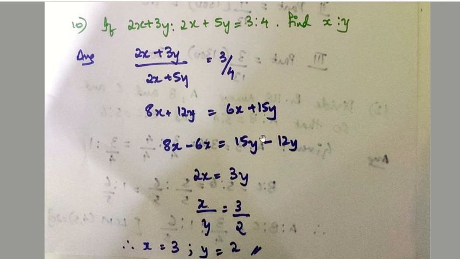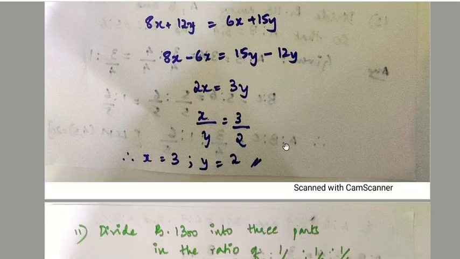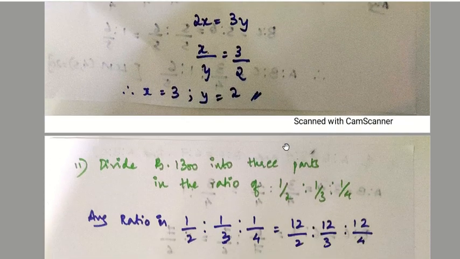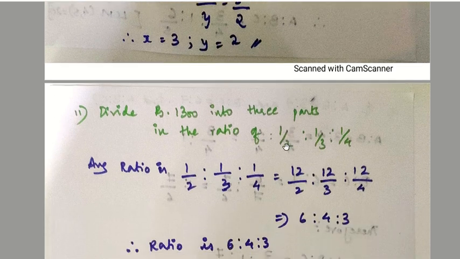So 8x minus 6x: you just bring the x terms to one side and the y terms to the other side, which is equal to 15y minus 12y. So 2x is equal to 3y. So x by y is equal to 3 by 2. x is equal to 3 and y is equal to 2.